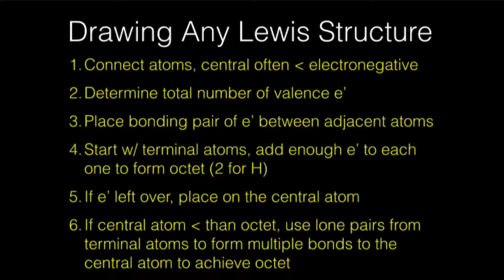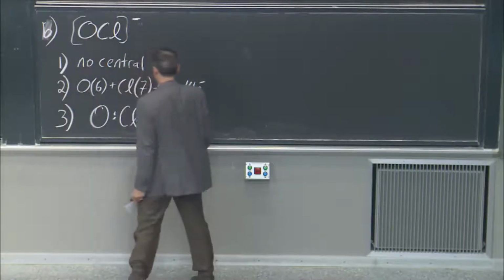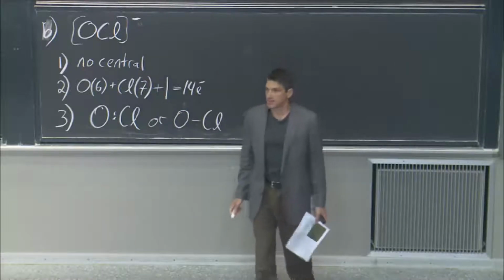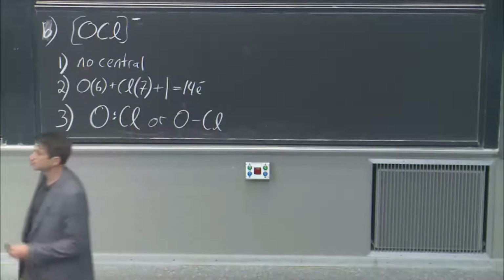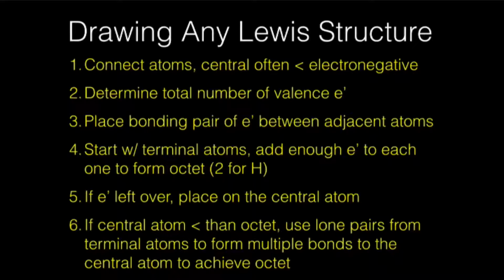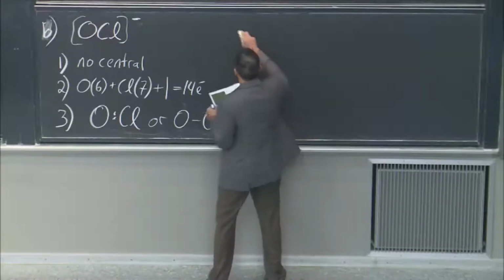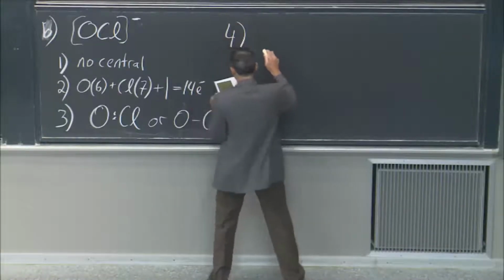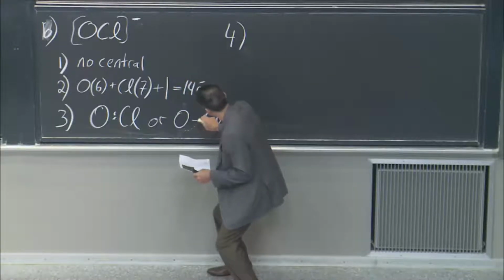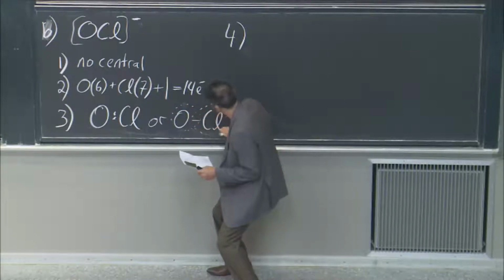Place a bonding pair of electrons between adjacent atoms. My adjacent atoms are these 2 atoms, which I could write like this, or I could also have written it like this. Those are equivalent. Now, step 4: starting with the terminal atoms, add enough electrons to each one to form an octet. So let's go through this. Now, this has these 2 electrons, and this can count those 2 electrons. You see how this works?